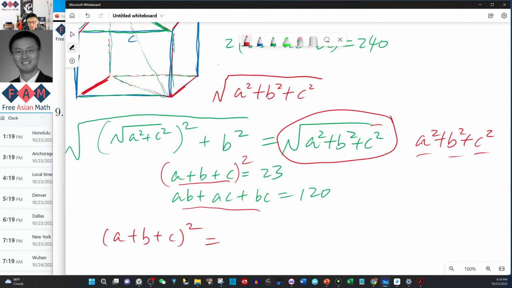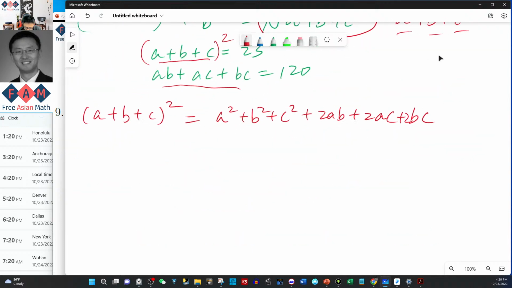3 times 3 equals 9. So before you combine similar terms, this squaring should give you 9 terms. But we have some combination to do. So this is actually a squared plus b squared plus c squared plus 2ab, 2bc, and 2ac. This is the trinomial squaring formula. And it's very easy to derive. Not that difficult. You just expand it.